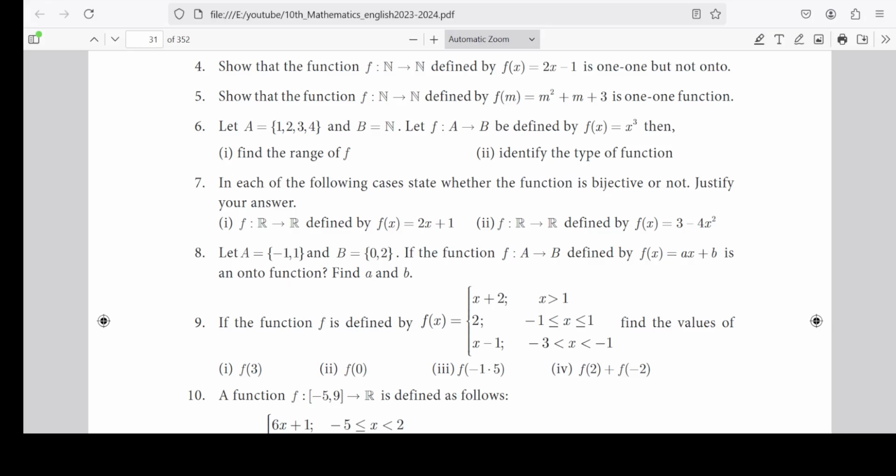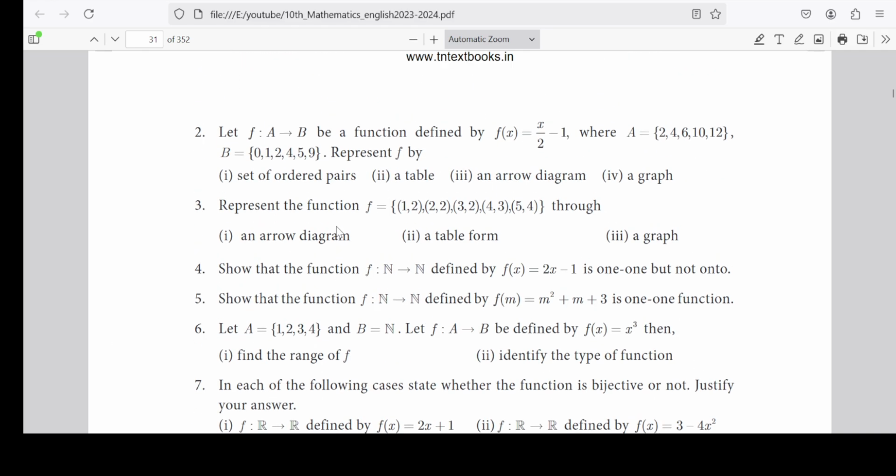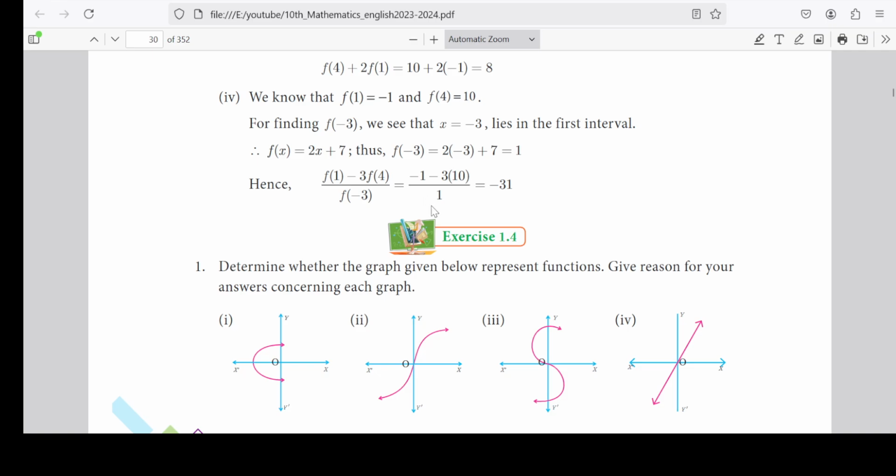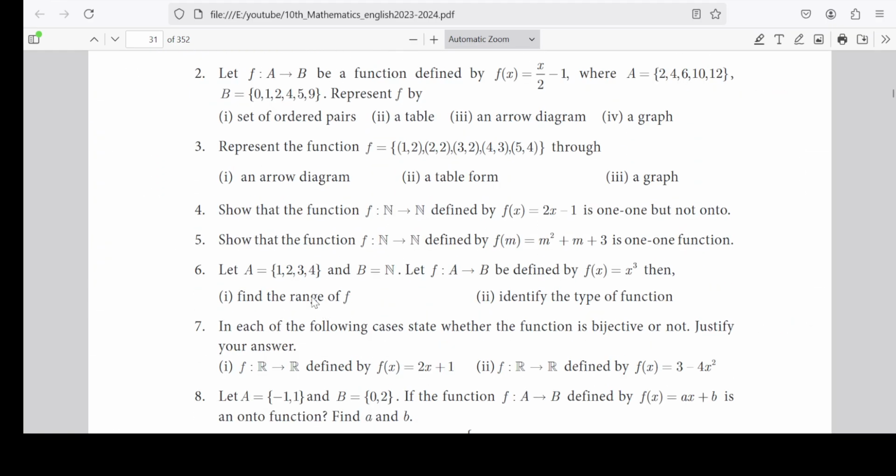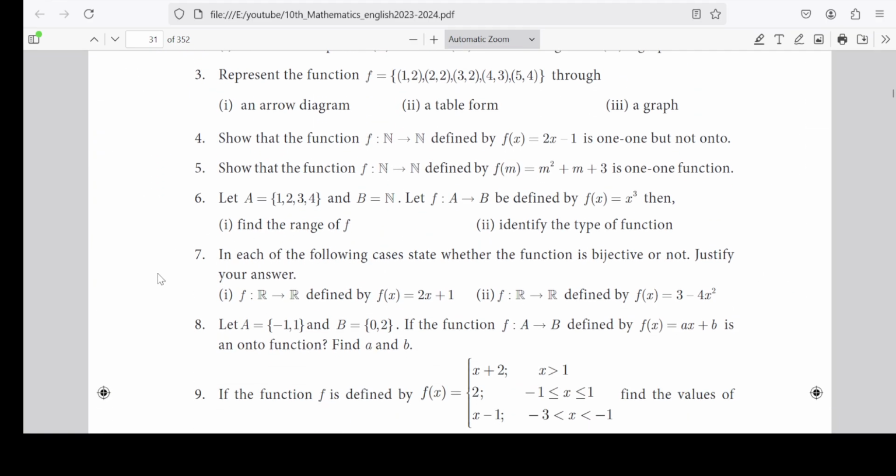In this video, we'll be solving the problem number 7 in exercise number 1.4.